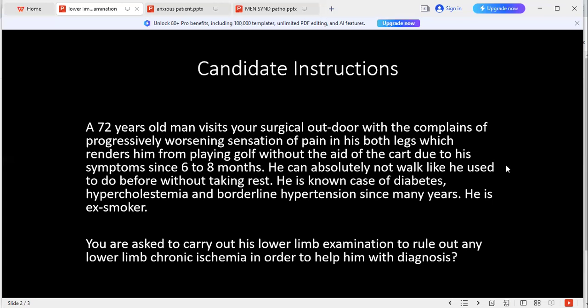Then I will ask for the Doppler to measure the ankle brachial index. First of all, I will measure with the handheld Doppler. I will cuff over the calf. Then I will inflate, keeping the handheld Doppler over one pulse like the dorsalis pedis, and inflate above the systolic pressure until I am not able to hear the pulse.